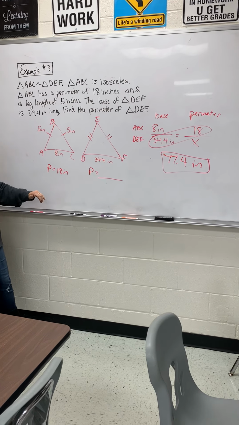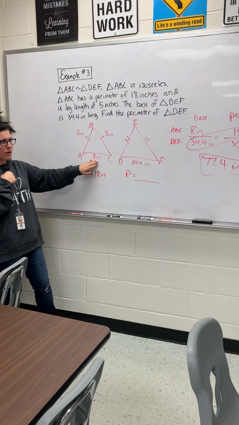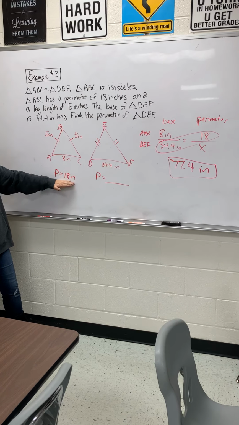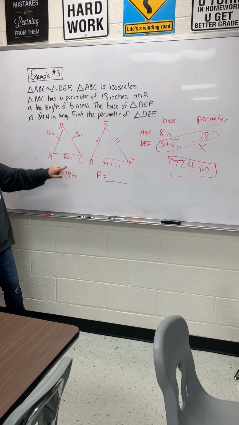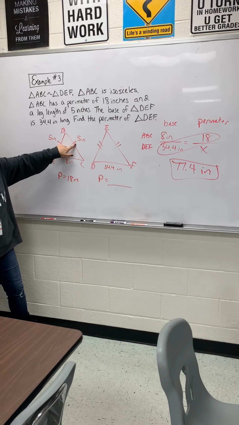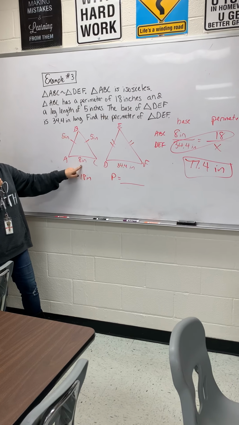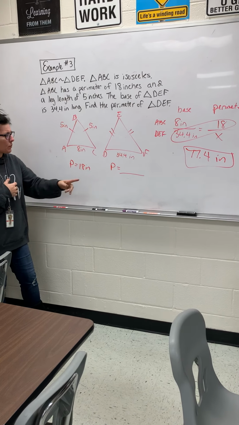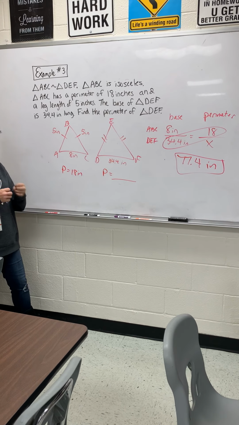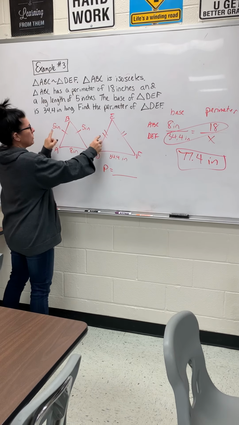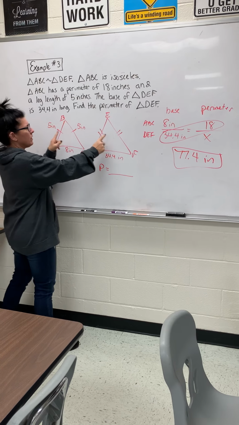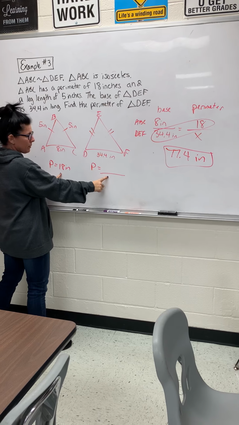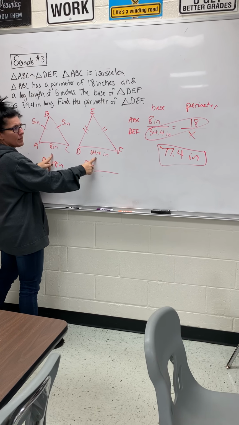The only thing that's not marked that I can figure out is the base of this triangle. So I knew that these two were 5 because it's given to me. I knew that the perimeter is 18. So if these added up to 10, in order to get to a perimeter of 18, this has to be 8. So because we're trying to figure out the perimeter, I have to find a relationship between the two. I don't have a relationship between these two corresponding sides or these two corresponding sides. I don't have a relationship between the perimeter, but I do have a relationship between the bases.